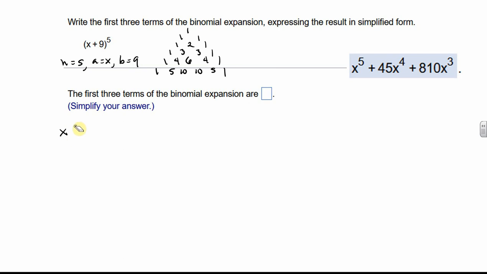So we have x to the fifth plus, look at the coefficient, that's 5 times x to the fourth times 9, plus 10 times x to the third times 9 to the second, plus 10 times x, well, these powers are going down. And then the 9, its power is going up. And it said just the first three terms. I'm sorry. So 1, 2, 3. My bad. See that? Just the first three terms. So that's all we need there. And then just simplify that.